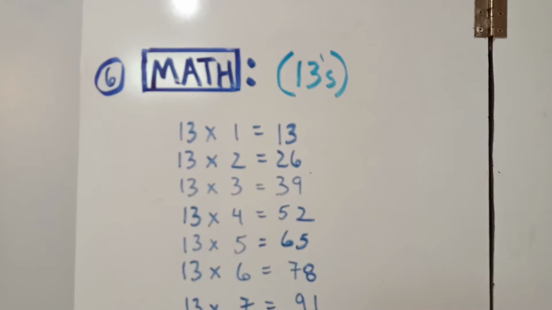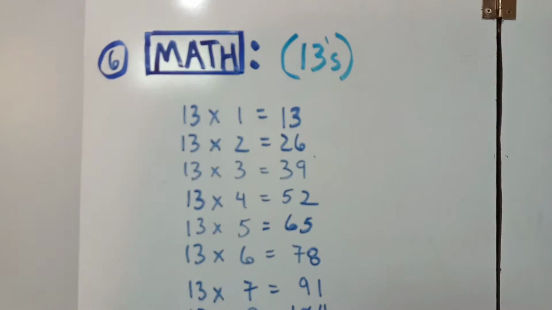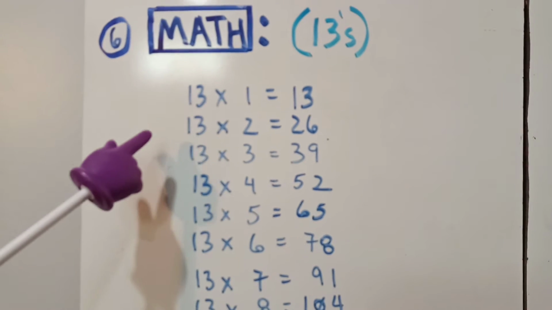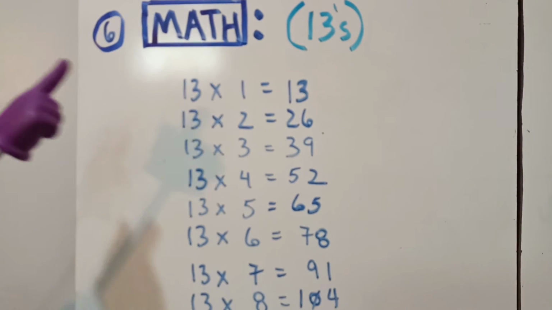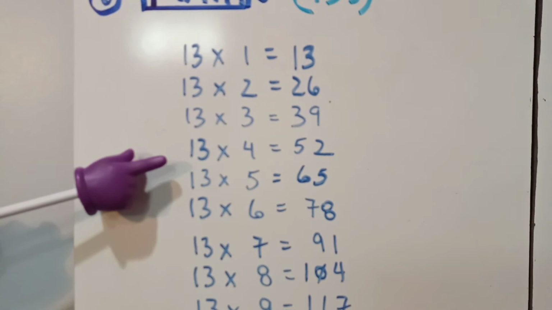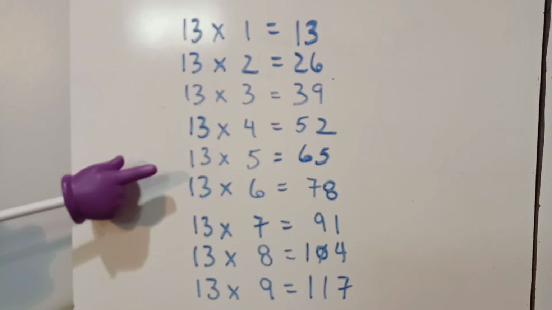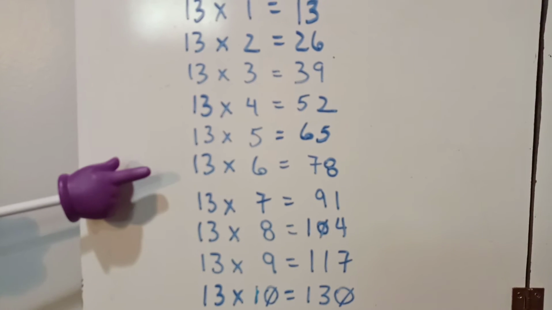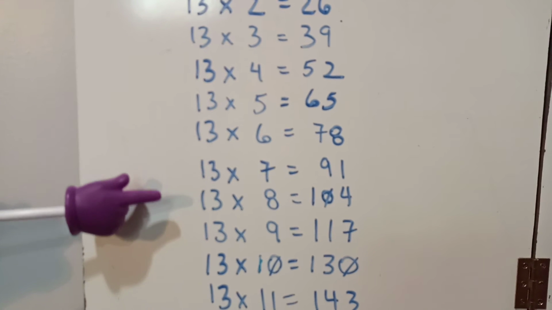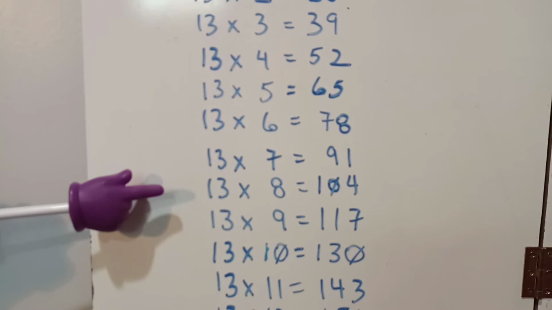Math this week is just doing the 13s, so it makes it nice and easy. 13 times 1 equals 13. 13 times 2 equals 26. 13 times 3 equals 39. 13 times 4 equals 52. 13 times 5 equals 65. 13 times 6 equals 78. 13 times 7 equals 91. 13 times 8 equals 104.